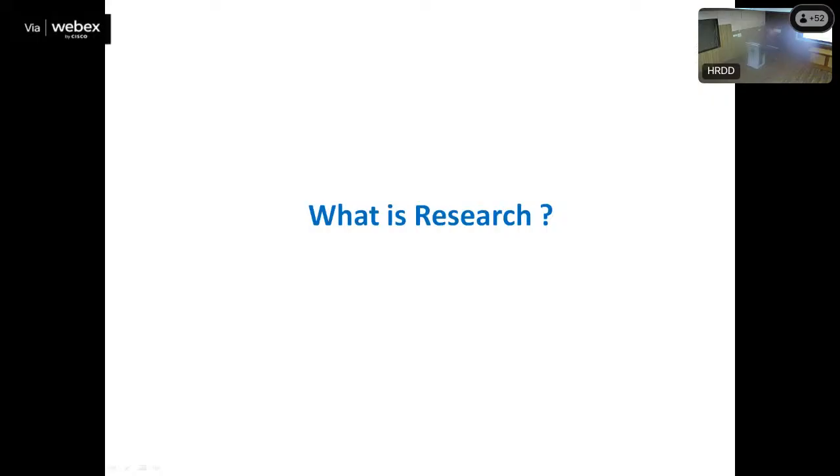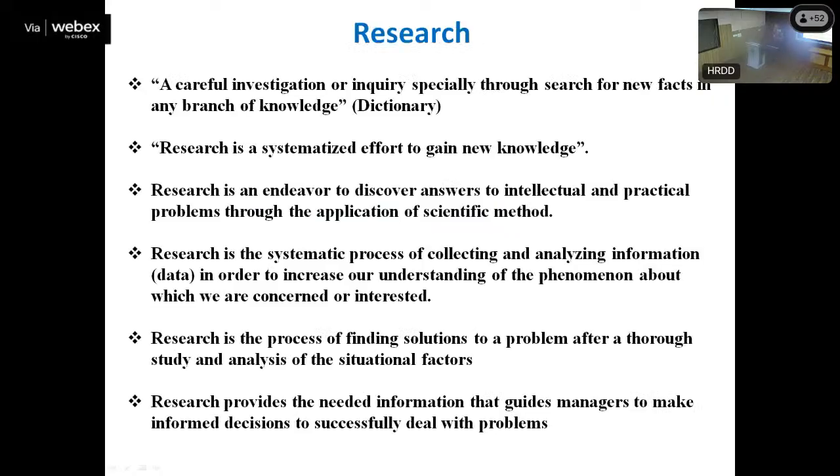Yes, research. You can define this. There are so many types of definition, unending ways of definition. I have just listed a few of them. From the textbook and dictionary: a careful investigation or inquiry, especially through search for new facts in any branch of knowledge. This is what a dictionary definition of research would be. And then another states that research is a systemized effort to gain new knowledge.